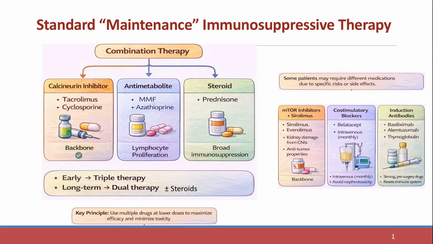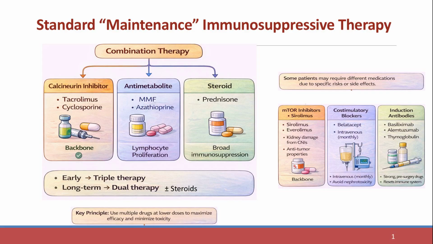Standard maintenance therapy is an interesting example of clinical utility. The gold standard for long-term protection is triple drug therapy, which combines 3 different types of medications to maximize effectiveness while minimizing side effects from any single drug. Calcineurin inhibitors or CNIs are the backbone of most regimens. Tacrolimus is the most widely used CNI. It is more potent than cyclosporin and has been shown to reduce acute rejection rates significantly. Cyclosporin is used primarily if a patient cannot tolerate tacrolimus.